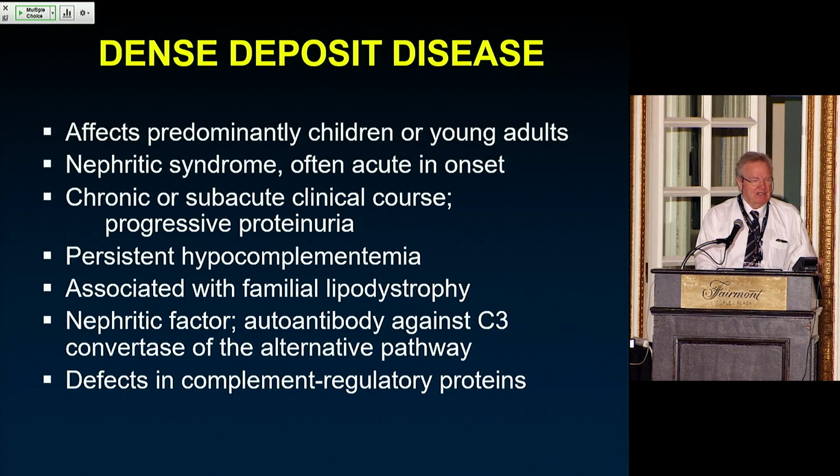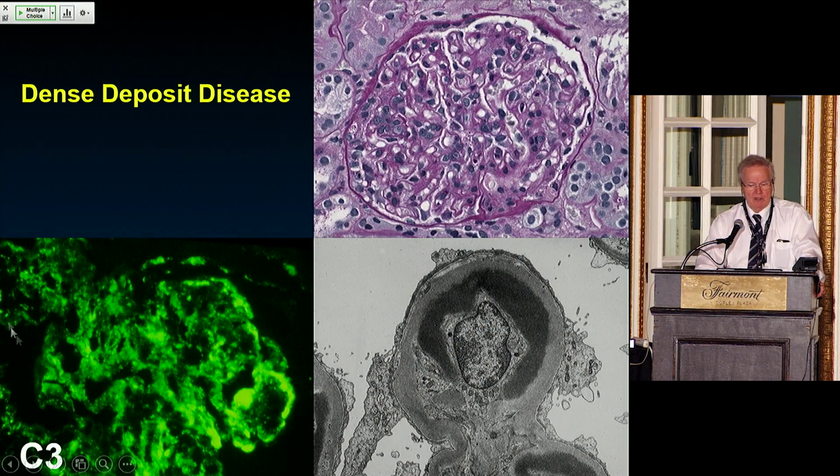So dense deposit disease affects predominantly children and young adults, but it can also affect older patients because there is the acquired form of the disease as well. Usually these patients have a circulating C3 nephritic factor. This is what it looks like. Variable proliferation and inflammation, in this case a very focal lesion. You see many capillaries are open. The patient probably doesn't have a very active disease at this point.